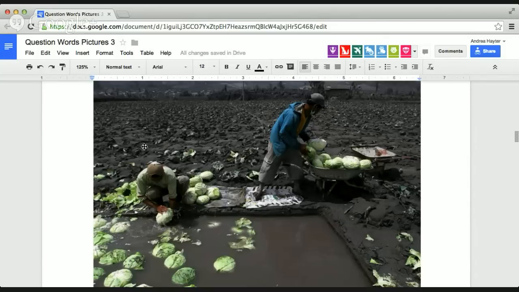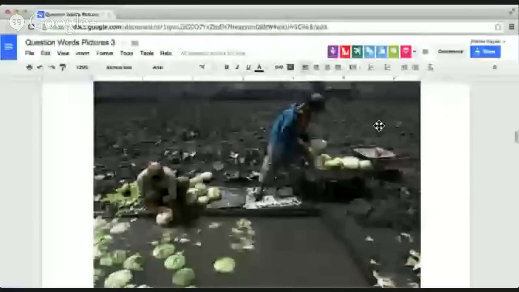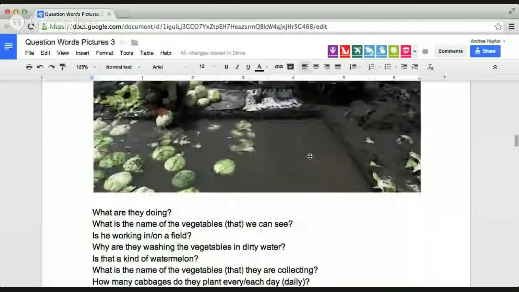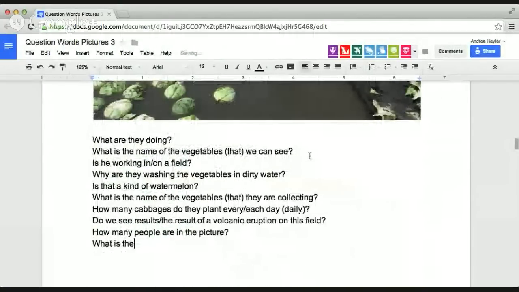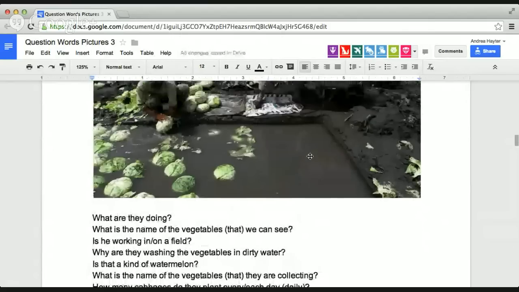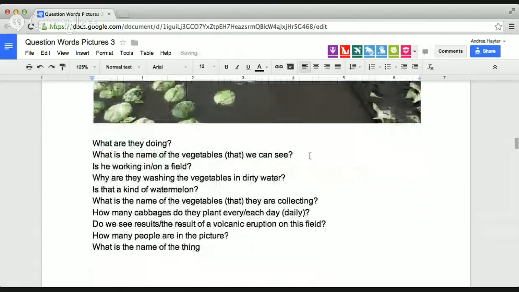What is the name we are putting on the cabbage? What is the name when they are putting on? Okay, it's kind of like Marcel's question. You can start with what is the name of... Now, we don't know what it is, so I would say the thing. We're not sure the name, so just the thing. What is the name of the thing where they are putting the cabbages?